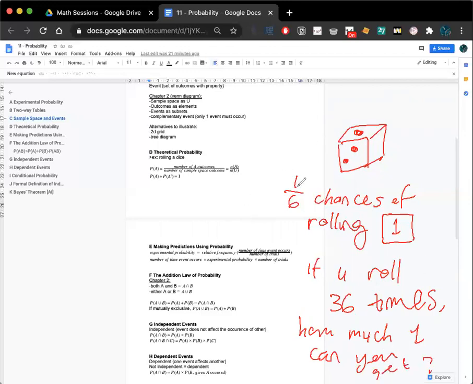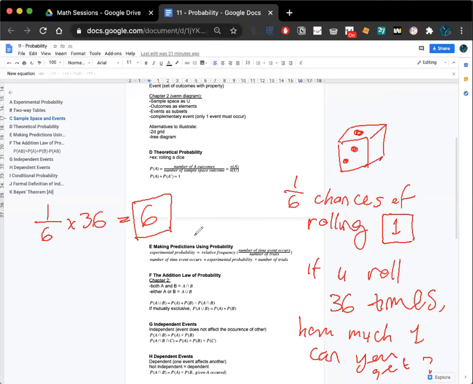That's when you would use the 1/6 chance times 36. So that would give you the approximate number of times getting one occurs. Because in real life, you won't necessarily get exactly 6 if you roll a dice 36 times, because despite it being equally possible, it's still random chance.